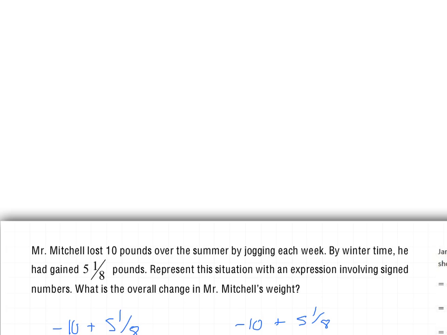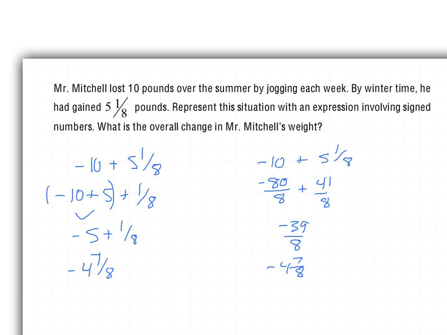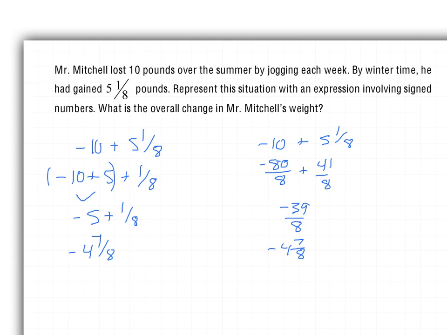So below I've provided two different solutions to think about the overall change in weight here. On the left-hand side, I've broken it apart into a sum. 5 and 1/8 is the same as 5 plus 1/8. That makes this integer addition really easy for me. It's negative 5. Then if I add an additional 1/8, I'm cutting into that, so I'm taking away 1/8, so that would leave me with negative 4 and 7/8.